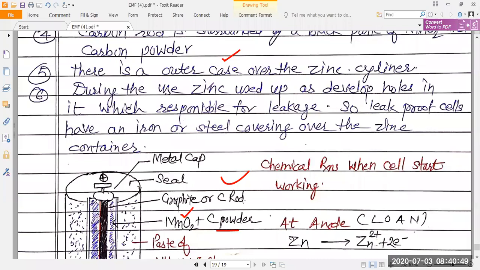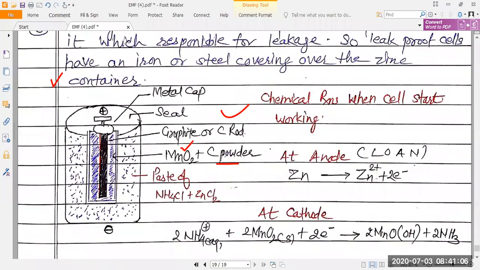During use, the zinc can develop holes in its body, which are responsible for leakage. So leak-proof cells have an iron or steel covering over the zinc container, which you can see in this diagram also. Now the chemical reactions when the cell starts working.